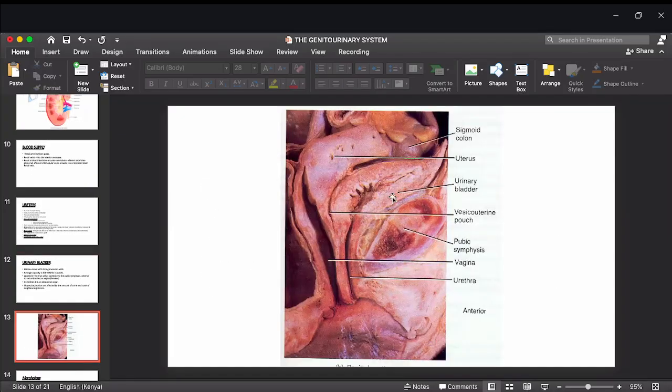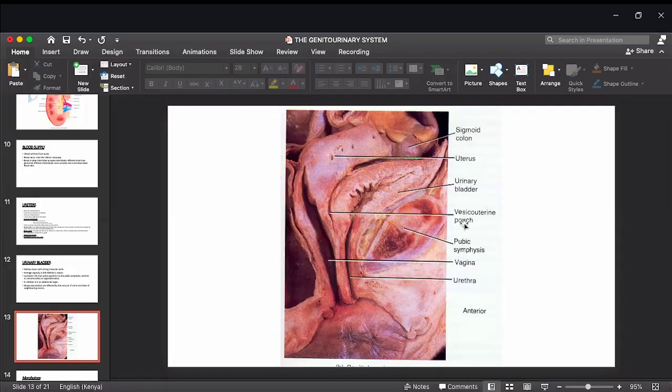So this is the pictogram representation. You can see this is a female sagittal section. You can appreciate the urinary bladder, which is here. We say this is anterior to the uterus in females. So this is the uterus.